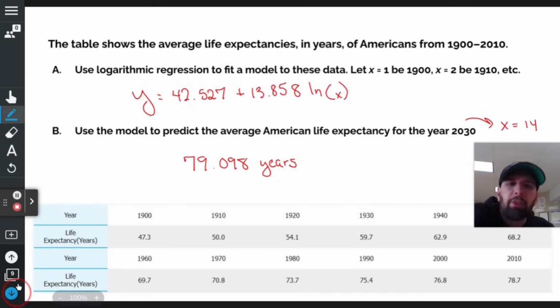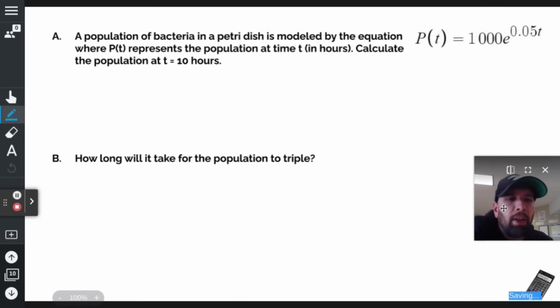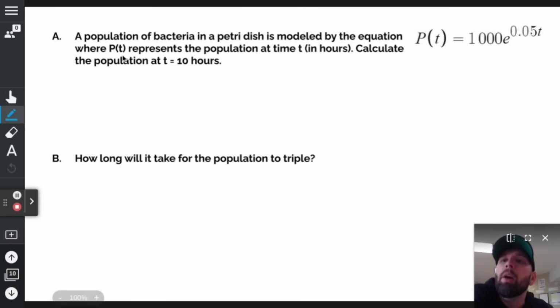All right, next slide. Maybe I can move my face. I can. Another calculator problem. A population of bacteria in a petri dish is modeled by that equation right there, very much like the continuously compounded interest formula. P of T represents the population at time T in hours. E is E. We're going to start out by saying, all right, well, let's have t equal 10. So basically, what I'm going to do here is throw this straight in my calculator.